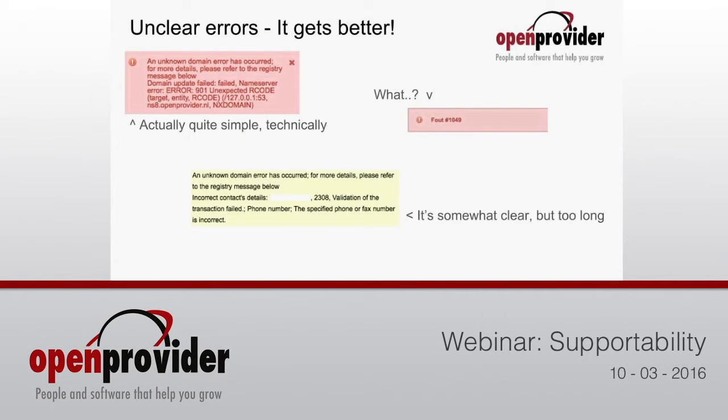But it gets better. So the top left, for example, is quite a simple error technically. It just means your DNS is misconfigured, but it doesn't look like it. The error on the right says nothing at all. It's just an error code. And the error on the bottom is a good example of something that's actually clear, but it's too long. What we notice is that customers read an error, they say an unknown domain error occurred, and they're already picking up their phone. Because the error is so long, it's technical, it's not clear.